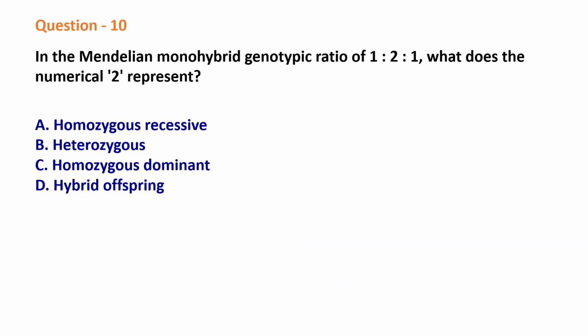Question 10. In the Mendelian monohybrid genotypic ratio of 1:2:1, what does the numerical 2 represent? Options: homozygous recessive, heterozygous, homozygous dominant, hybrid offspring. The correct answer is heterozygous.